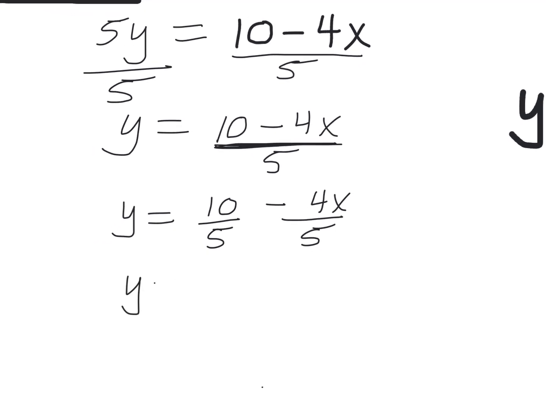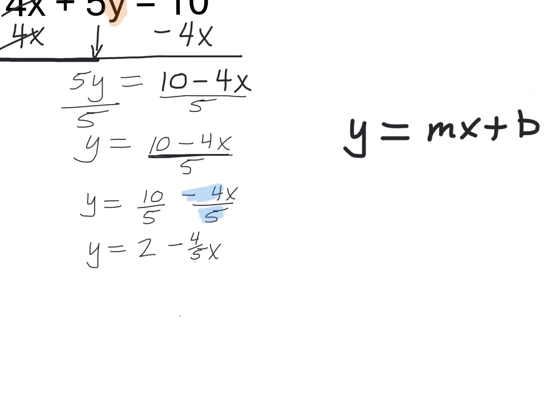So then 10 divided by 5 is 2. And then negative 4 divided by 5 is negative 4/5 as a simplified fraction. If you don't know how to do that, please let me know and I will help you. And then we can't forget there is still an x hanging out there. So this is looking more and more like what we want it to look like.